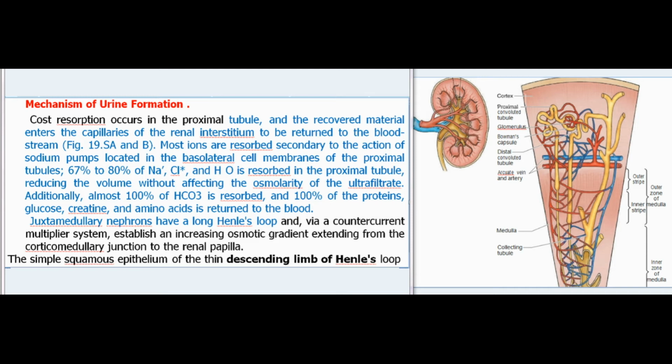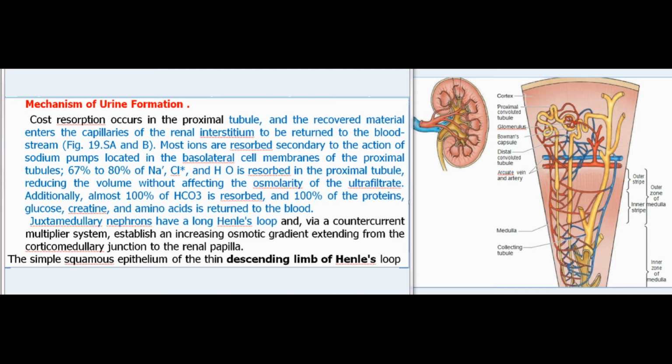Additionally, almost 100% of HCO3- is resorbed, and 100% of the proteins, glucose, creatine, and amino acids is returned to the blood. Juxtamedullary nephrons have a long Henle's loop and, via a countercurrent multiplier system, establish an increasing osmotic gradient extending from the corticomedullary junction to the renal papilla.